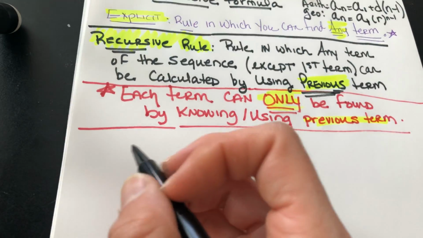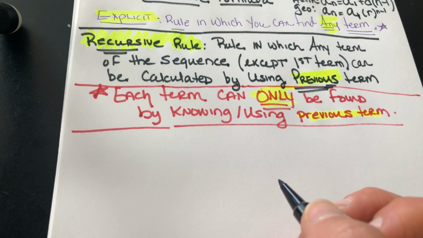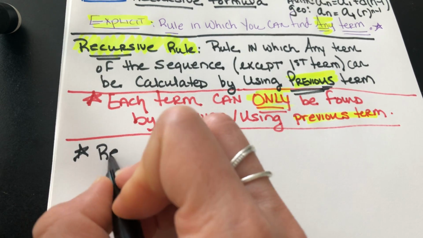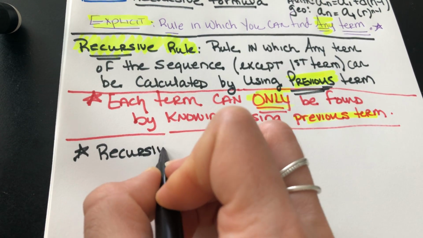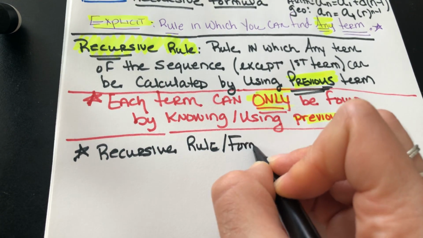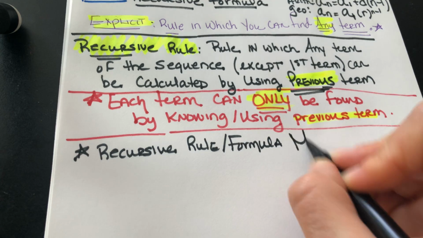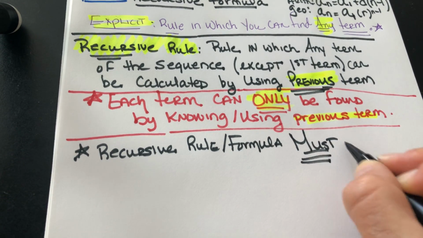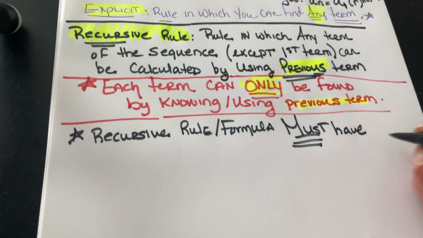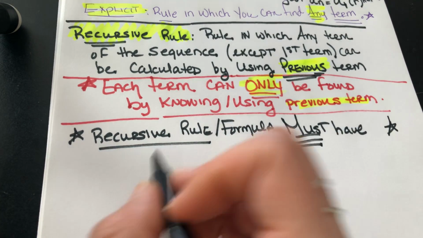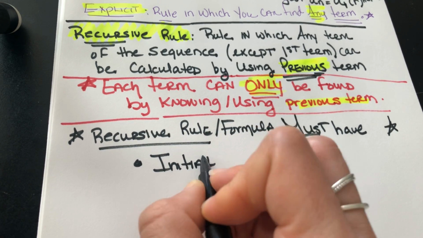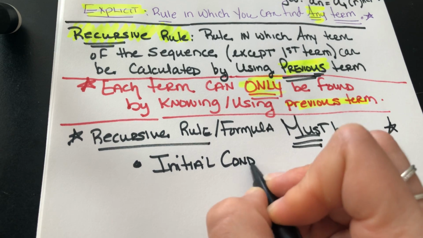There's a little thing with the recursive formula that has to be found or has to be told or known. So let's write this down. This is very important. Our recursive rule, or formula, must have two things for us. So again, very important. The recursive has to have these two things. The first thing it has to have is what we call the initial condition.